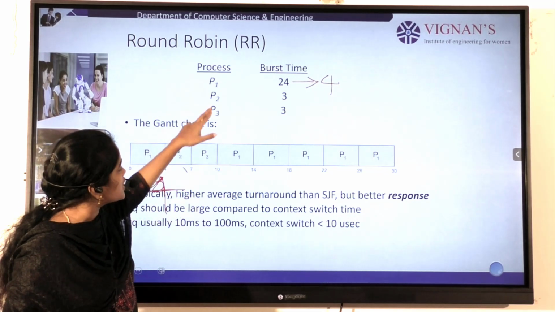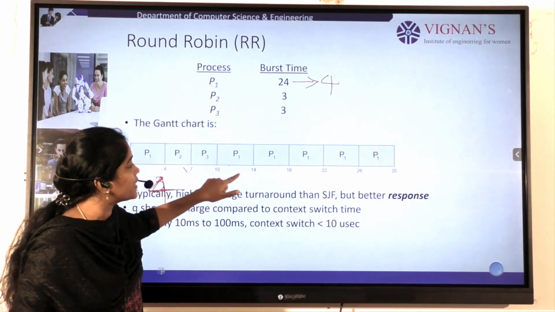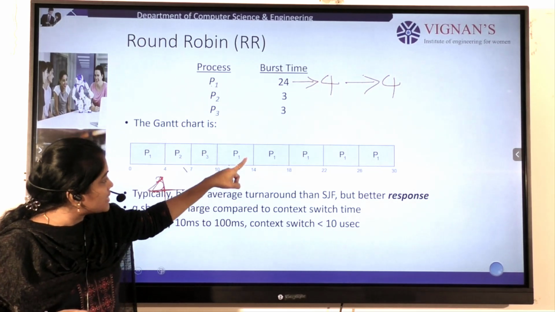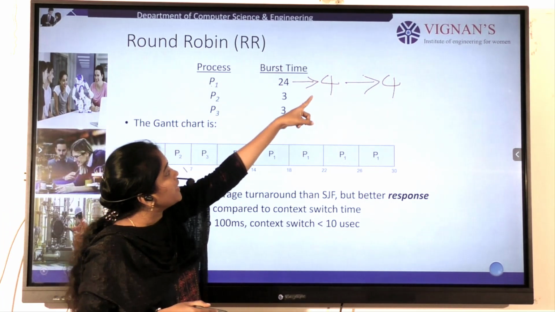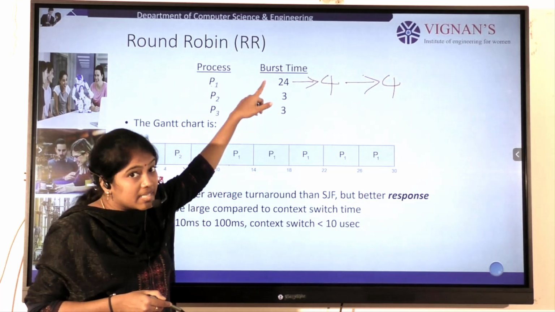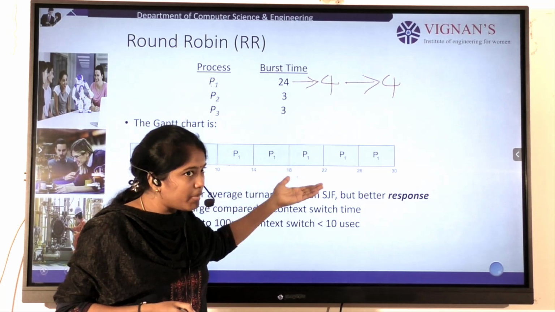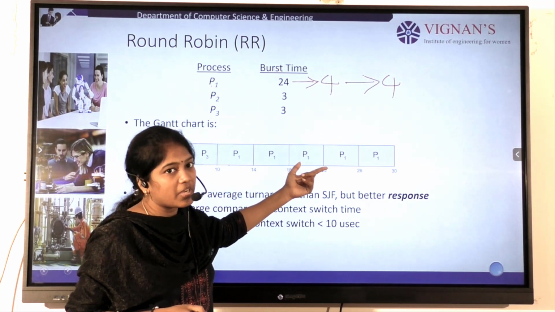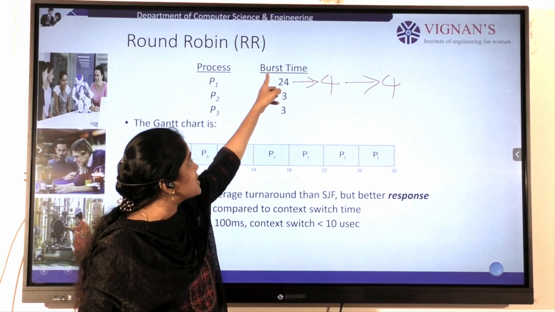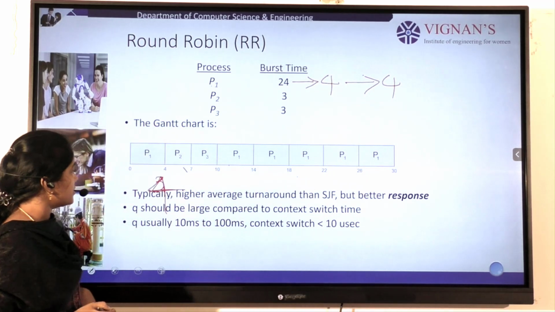Next, process P1 again. After process P3, the chance comes back to process P1, and it executes for 4 more seconds because its time quantum is 4 seconds. So from 10 to 14 seconds process P1 executes. P1 has been executed for only 8 seconds so far and has 16 milliseconds remaining. Next, P1 enters execution again for 4 more seconds, and again for 4 more seconds, until its burst time is completed.